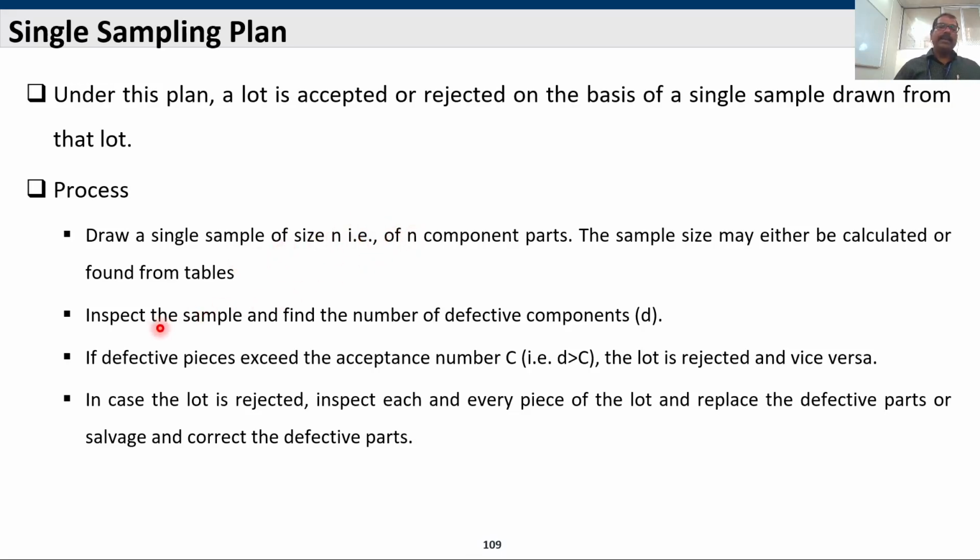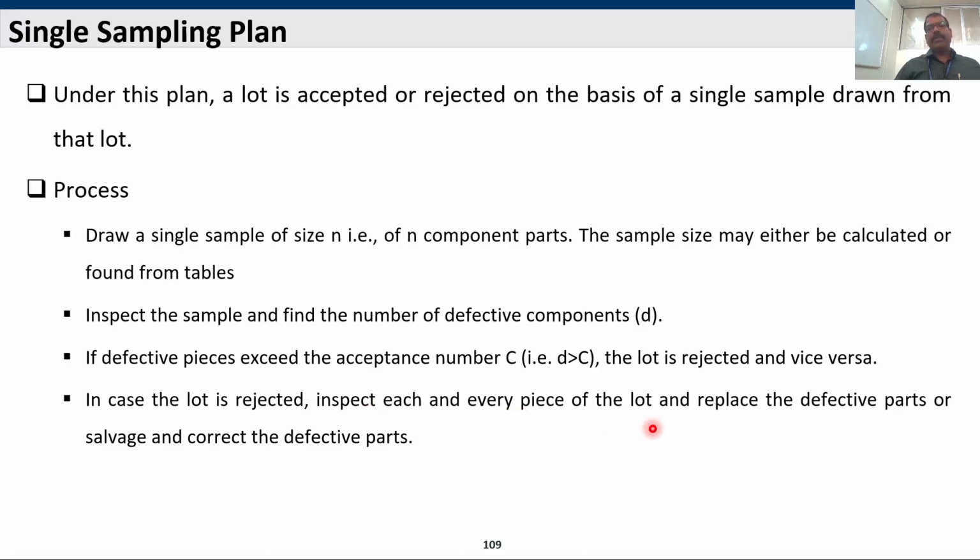So once they take n, inspect the sample and find the number of defective components d. If you are setting the acceptance number as c, and you are getting the number of defective components, small d, greater than capital C, what is capital C? Acceptance number. So comparing with the acceptance number, defects are more, in the sense you are directly rejecting the lot, because you are rejecting the sample. By the way, you are rejecting the lot. In this case, the lot is rejected.